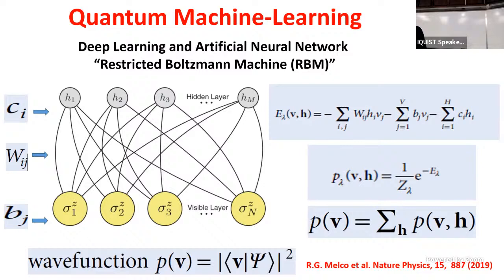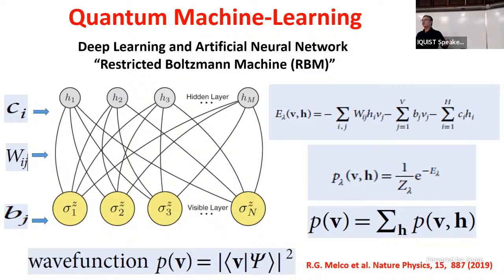So you say, okay, what is the energy describing the system? It's just the Ising-type Hamiltonian. So you have the visible and the hidden with local fields, and the coupling between the nodes in the hidden and the visible. So these parameters B, W, and C will be optimized at the end. And the cost function here is the expectation value of the Hamiltonian.